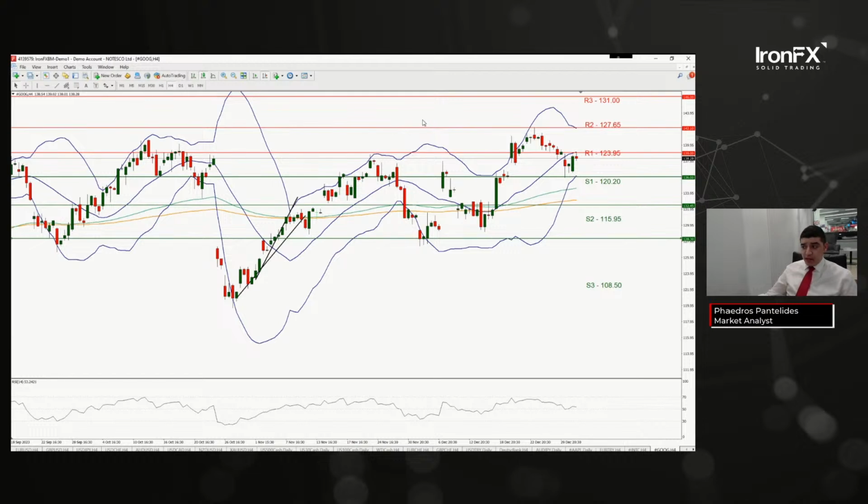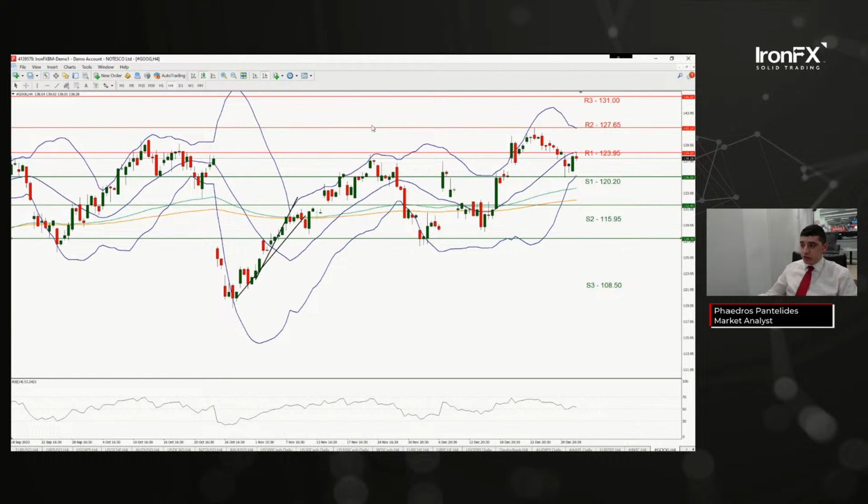If it fails to break above R1 once the market does open, I would switch to sideways bias. If it does break above R1, I'd switch towards a bullish outlook aiming for R2. If it manages to break below S1, I'd switch towards a bearish outlook.